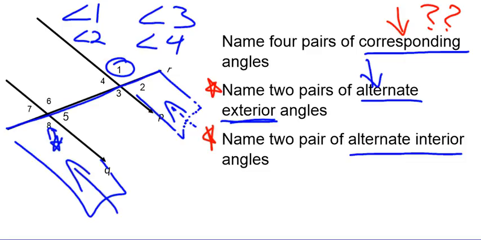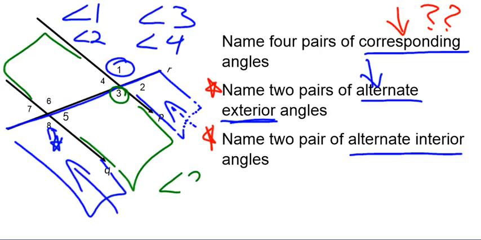Finally, it says name 2 pairs of alternate interior angles. So this is where we're going to just focus on this inside spot right here. That's our interior. And since I'm going to start with 3, angle 3 is one angle we want to alternate on the interior. So the opposite side of this line here, opposite interior, 6 is going to be the angle that it corresponds with.